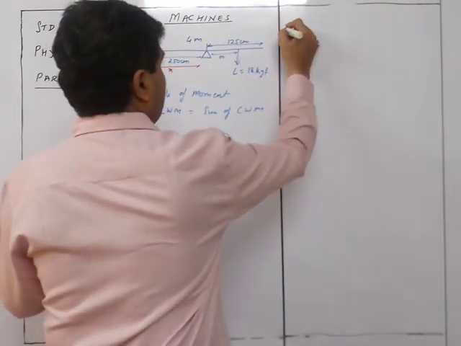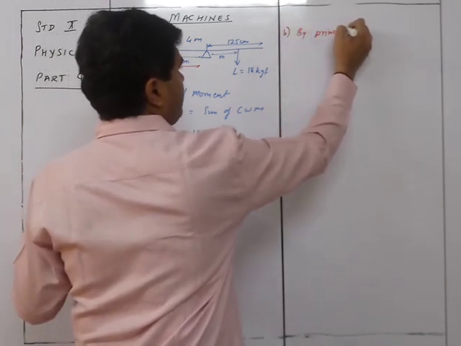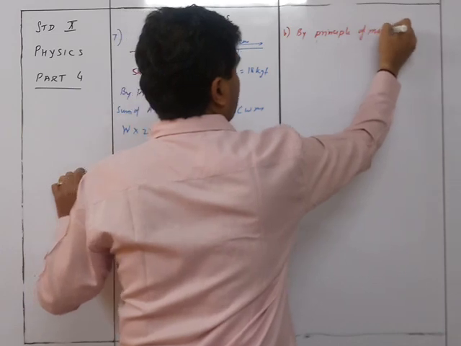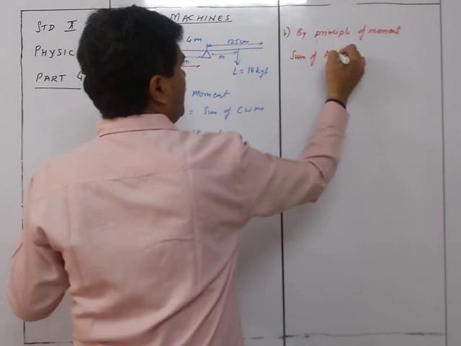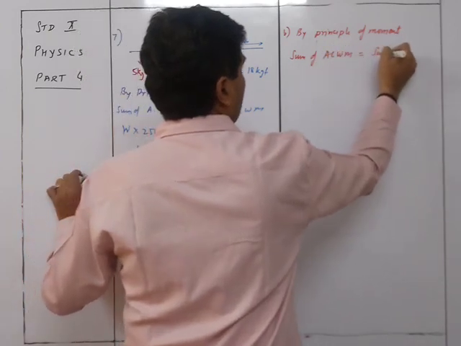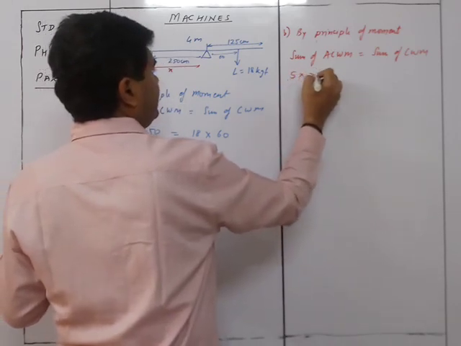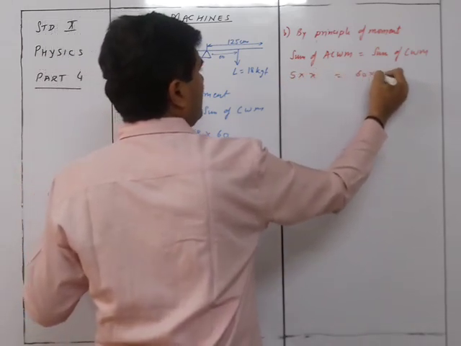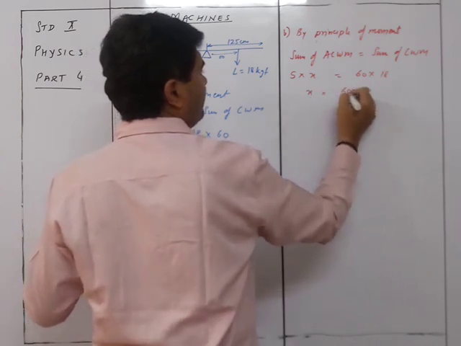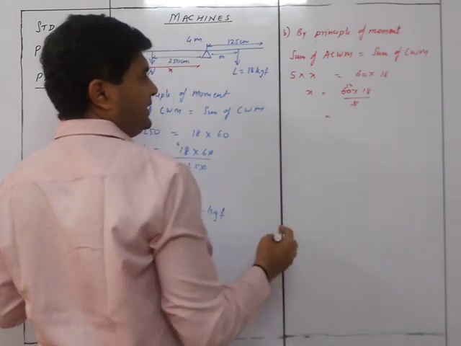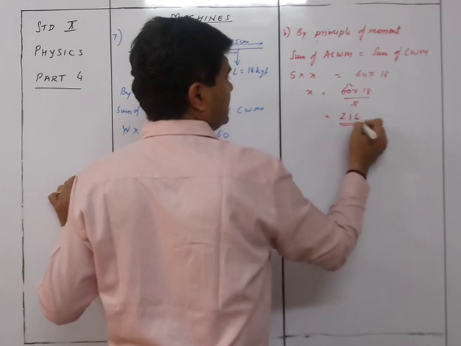So by the second part, by the principle of moments, the sum of anti-clockwise moments is equal to the sum of clockwise moments. So that is 5 into x is equal to 60 into 18. So x is equal to 60 into 18 upon 5. So that's 180 plus 36, so 216.